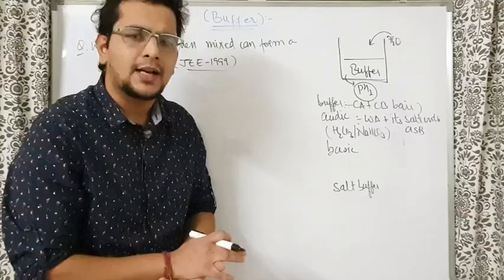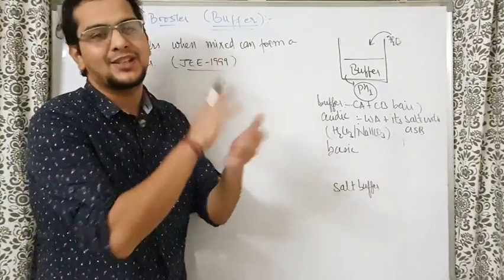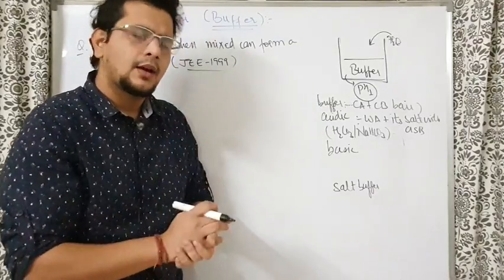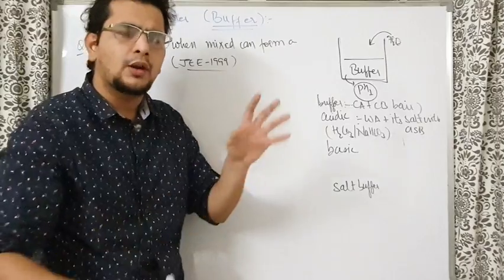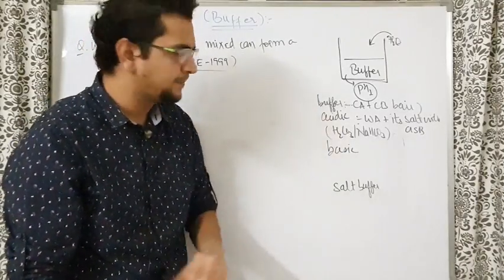People think that acidic buffers are acidic in nature, whereas the blood has a basic pH. Those who are from the biology background might know it. Those who are from the JEE background, if you know, well and good. If you don't know, around 7.3, 7.4 is the pH of the blood. That means blood is on the basic side.